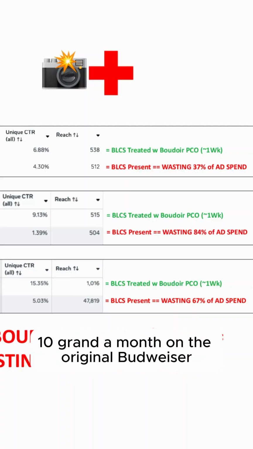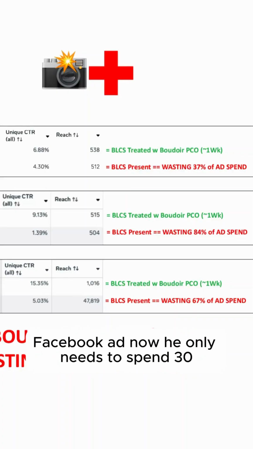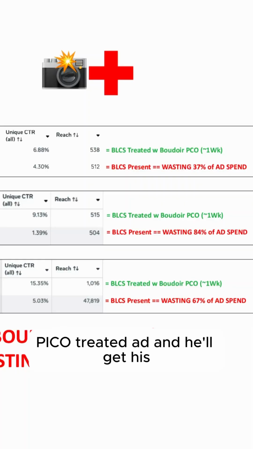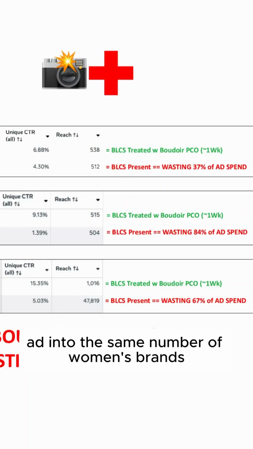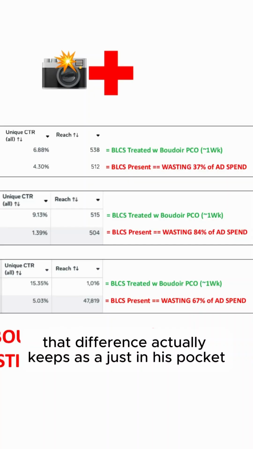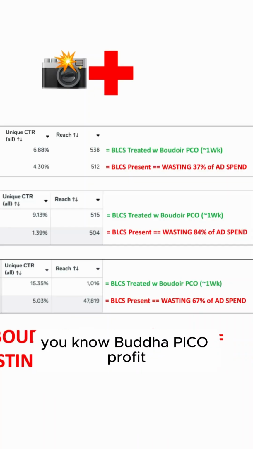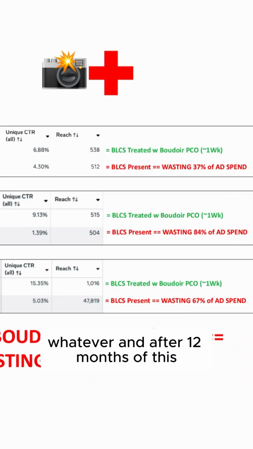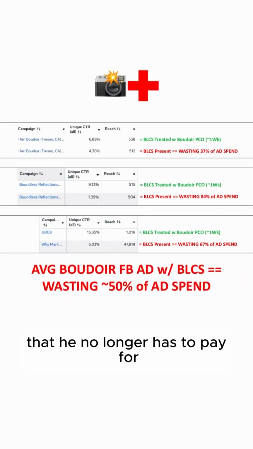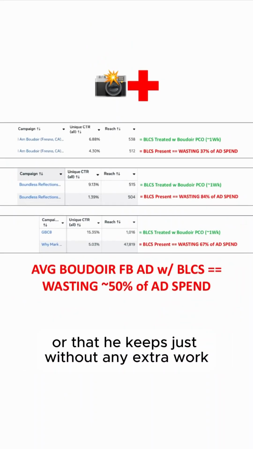So if he was spending 10 grand a month on the original Boudoir Facebook ad, now he only needs to spend $3,300 a month on the new Boudoir Pico treated ad, and he'll get his ad into the same number of women's brains. And that $6,700 a month delta, that difference, he actually keeps in his pocket. Again, as another phantom profit, Boudoir Pico profit, whatever. And after 12 months of this, it's kind of an 80K extra bonus in his pocket that he no longer has to pay for, or that he keeps without any extra work.